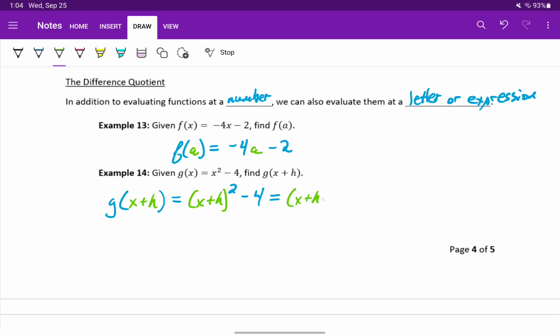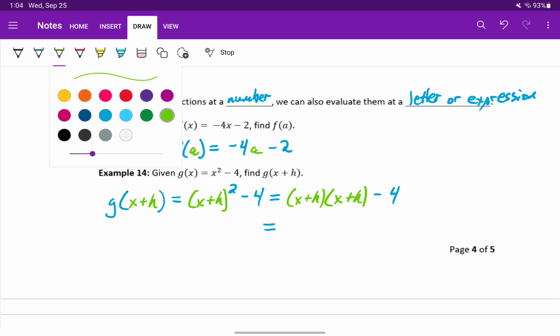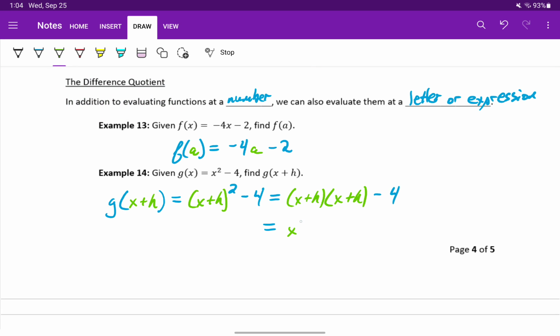Keeping in mind what that tells us is that we need to take x plus h times x plus h minus 4. We can FOIL that out to get x squared plus 2xh plus h squared minus 4.